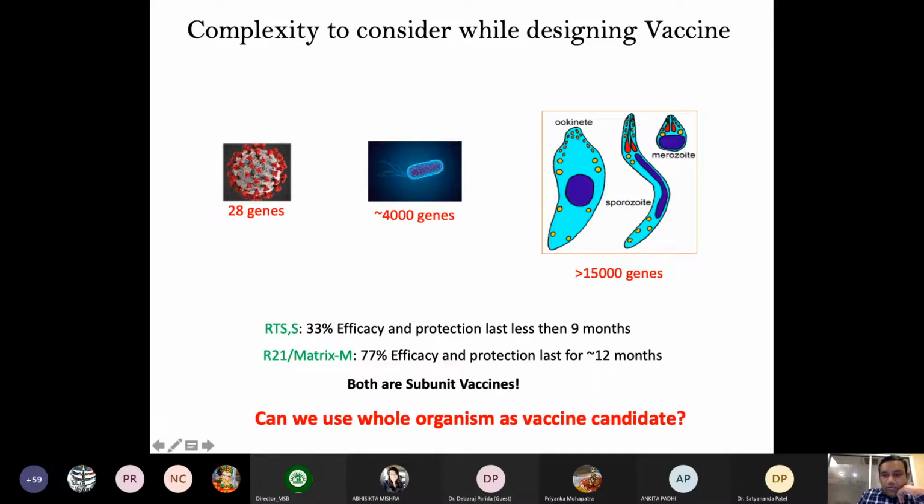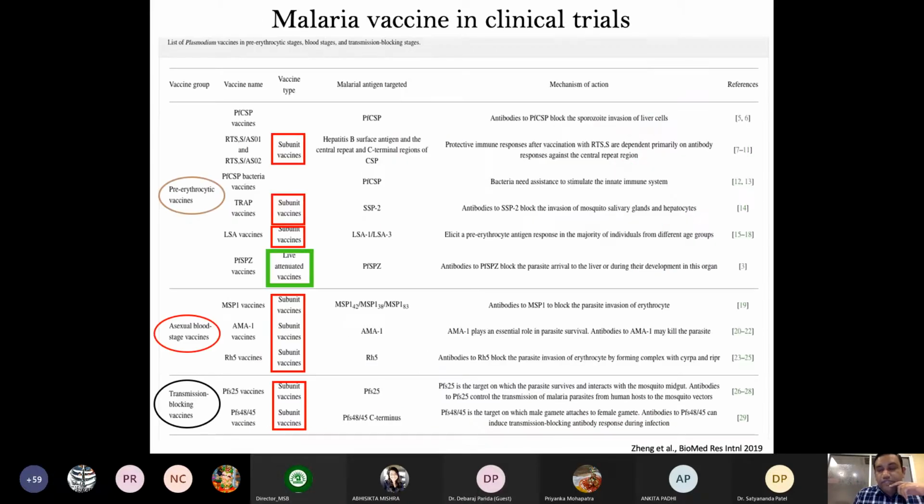So can we use the whole organism as a vaccine, like a classical approach, where people use the whole attenuated form or whole organism? So can we use that? That's the question. And then I'll come to that.